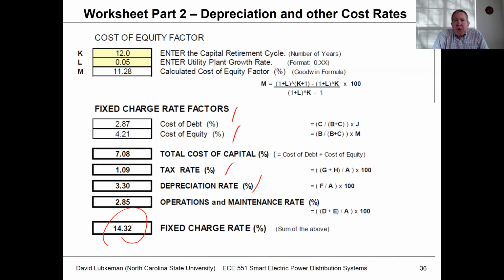So again, if you have a project, and you multiply this fixed charge rate times the cost of that project, it gives you the equivalent annual cost of doing that project, because you're going to have to borrow money for this, and all this stuff you have to work into it.